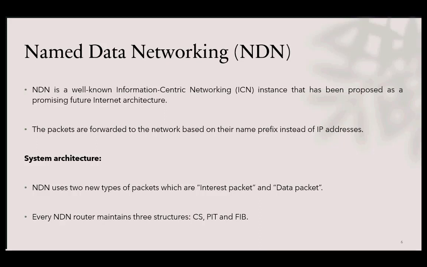In order to process interests, every NDN router maintains three structures: the CS, which is the Content Store that caches copies of incoming data packets in order to serve forthcoming interests; the PIT, which is the Pending Interest Table that saves every forwarded packet which is still unsatisfied; and the FIB, the Forwarding Information Base that helps to forward interest packets to the eventual data sources.